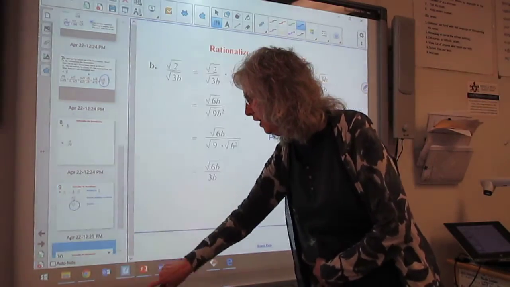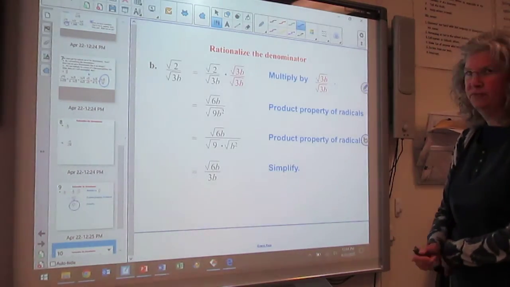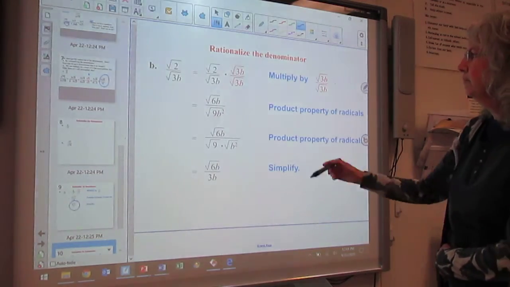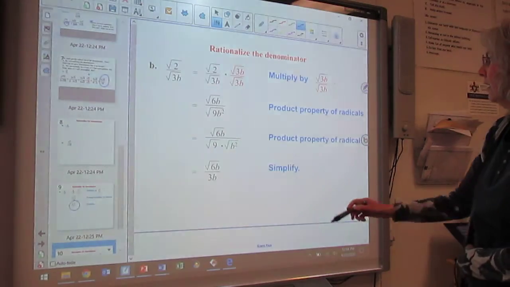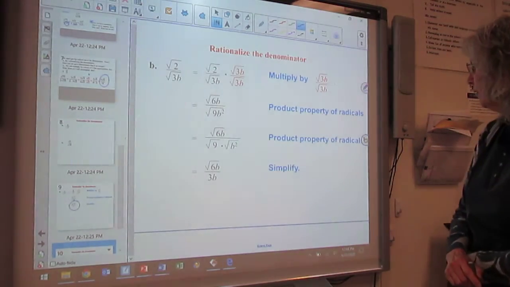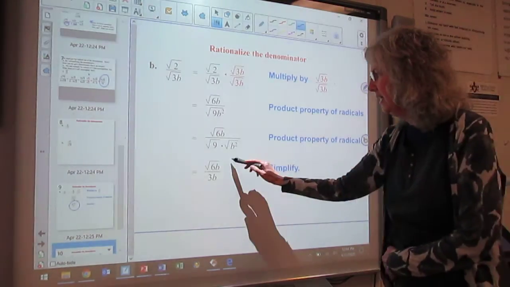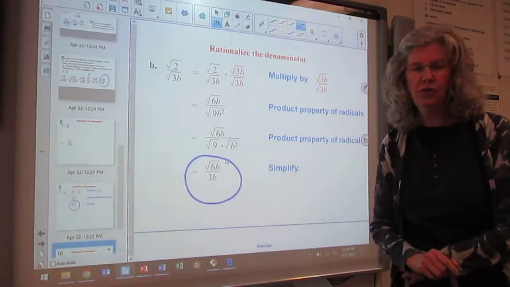And the last one, you can freeze the screen and look at it. You multiply by the square root of 3b over the square root of 3b. You're going to work that out with your product property of radicals, and it's going to come down to here. Follow that through and make sure you read your textbook.